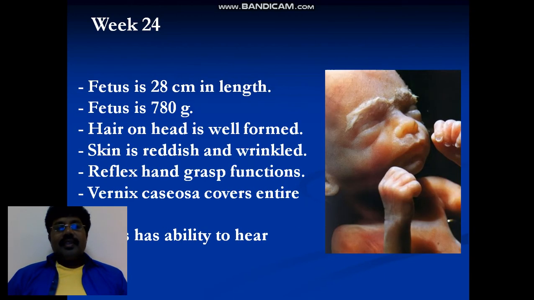Then you can see the fetus is 28 centimeters in length and 780 grams. Hair on the head is well formed. Skin is reddish and wrinkled. Reflex hand grasp function is present. Vernix caseosa covers the entire body. Vernix caseosa is the cheese-like white matter all around the skin, which gives better protection for the fetus as well as after birth. That gives a lot of immunity to the baby.